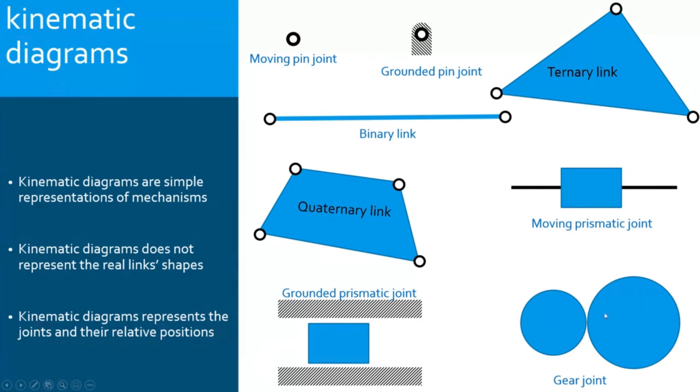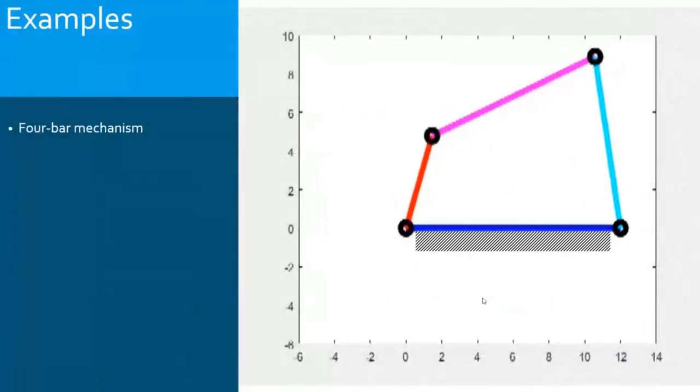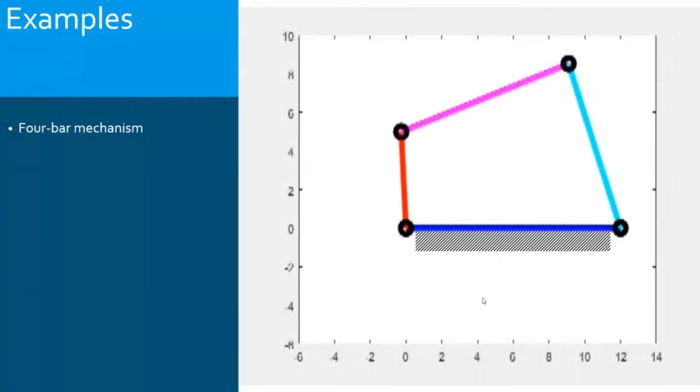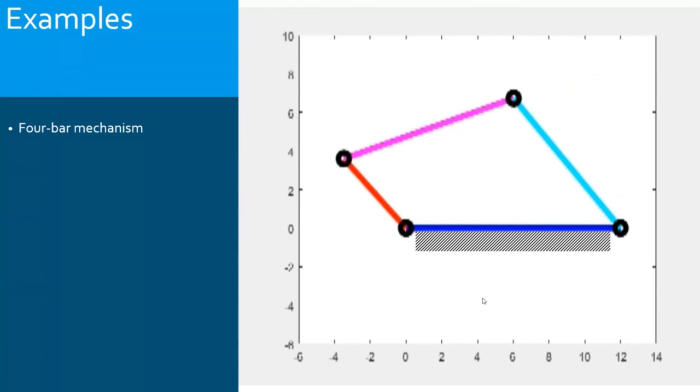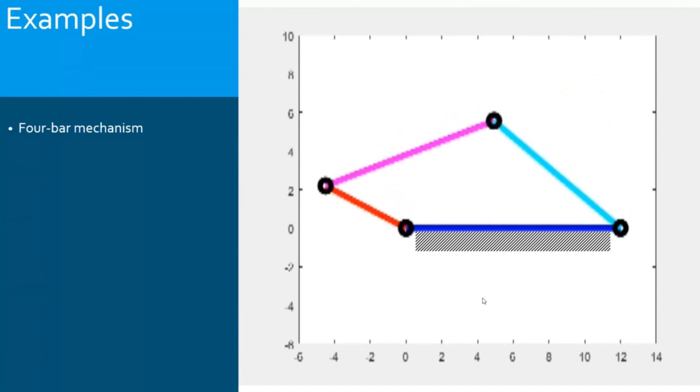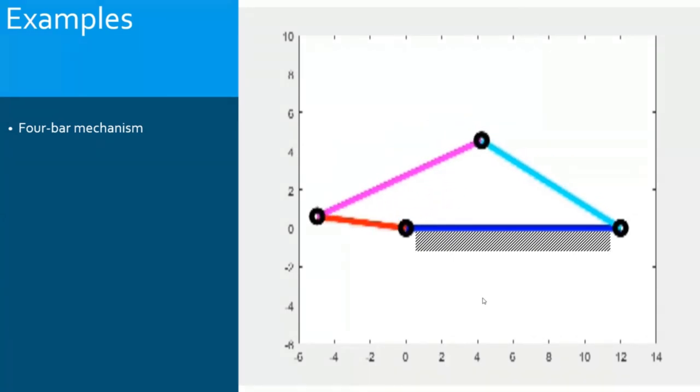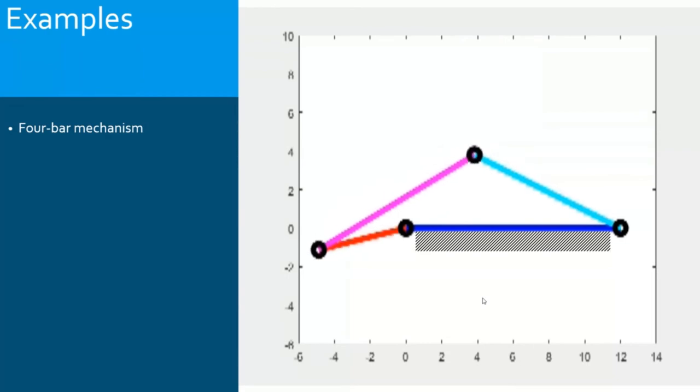A gear joint, especially for spur gears, is represented as circles. So this is a simplification of the real shape of links. Now, the first example is the four bar mechanism. I have already introduced it. It's simply three moving links, which rotate relatively to each other.